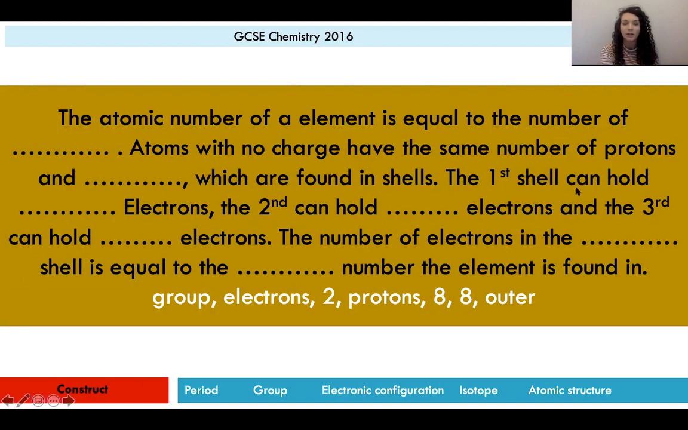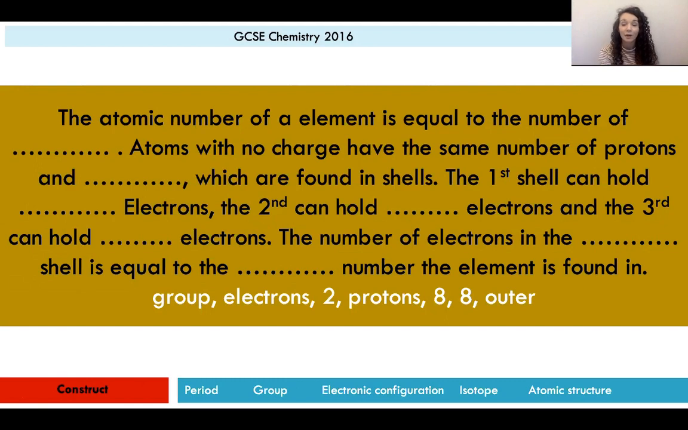The first shell can hold up to 2 electrons. The second shell can hold 8 electrons. And the third shell can hold 8 electrons. So first shell is 2, second and third and subsequent shells are 8. The number of electrons in the outer shell is equal to the group number the element is found in. Remember those columns are called groups.